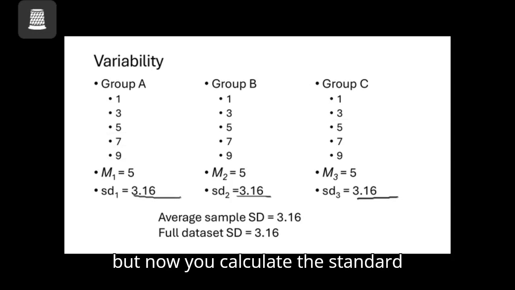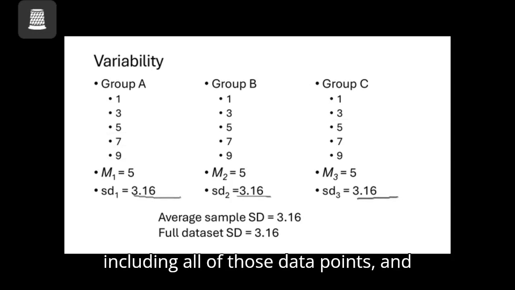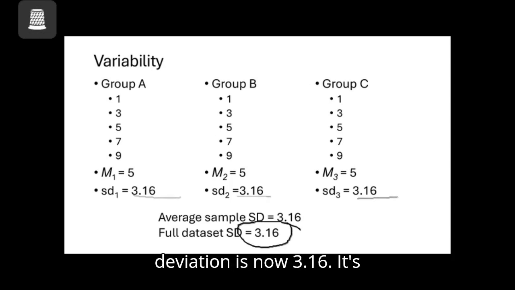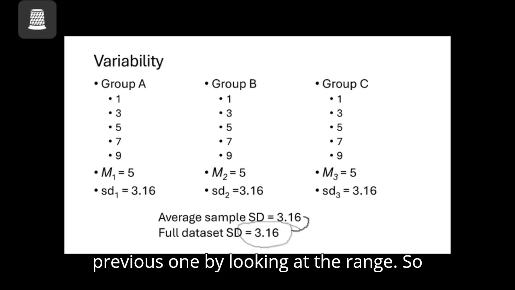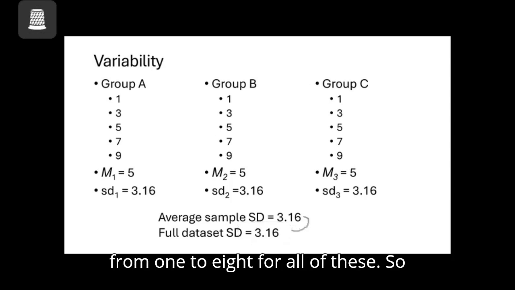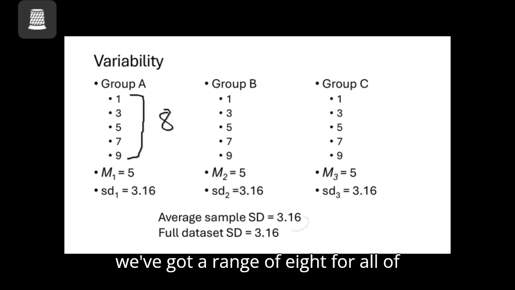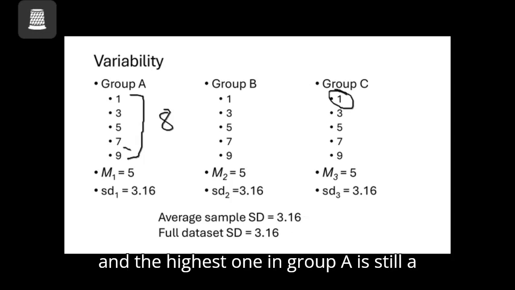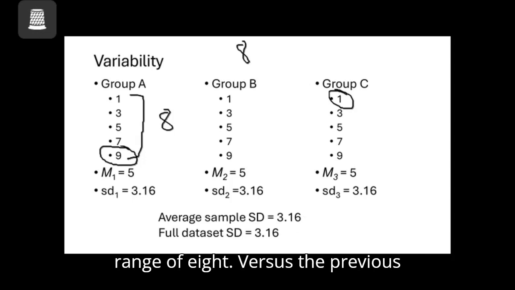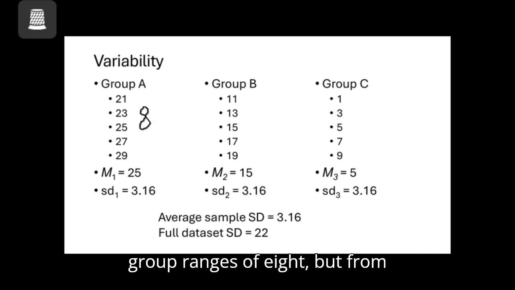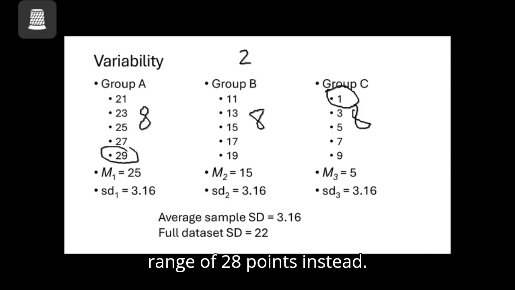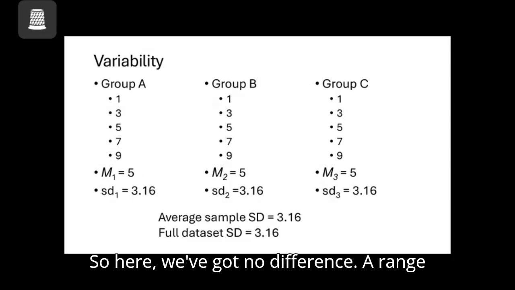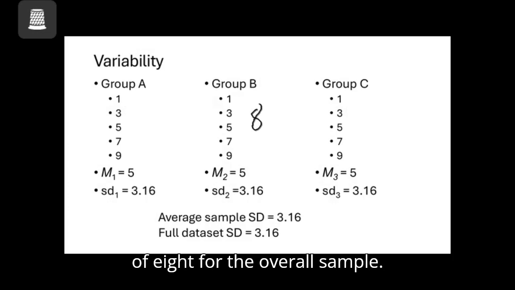But now you calculate the standard deviation for the entire data set, including all of those data points, and you find that your overall standard deviation is now 3.16. It's identical to the standard deviation of the individual samples. You can see this both in this example and in the previous one by looking at the range. So we were looking here, we've got a range from 1 to 8 for all of these. So we've got a range of 8 for all of these because the lowest one in group C and the highest one in group A is still a range of 8, versus the previous example where we had individual group ranges of 8, but from group C to group A, we're looking at a range of 28 points instead. So here we've got no difference. A range of 8 for individual groups, a range of 8 for the overall sample.